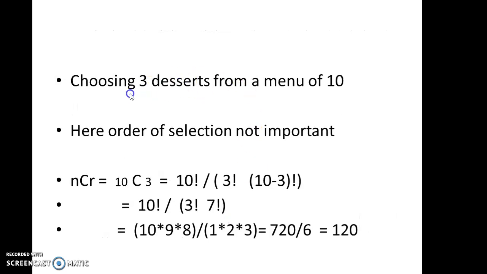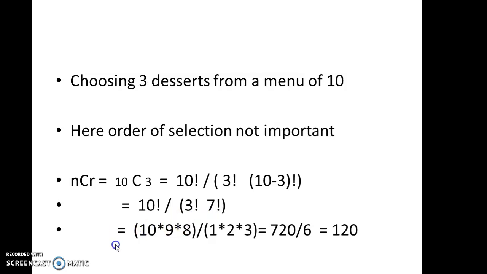Suppose you take a problem, choosing 3 desserts from a menu of 10. Here the order of selection is not important, so we are going to apply combinations. What is the formula? nCr, that is 10C3. That means select 3 desserts from 10 available desserts. So the formula is 10 factorial divided by 3 factorial times (10 minus 3) factorial. Then it is coming as 10 factorial divided by 3 factorial multiplied by 7 factorial.